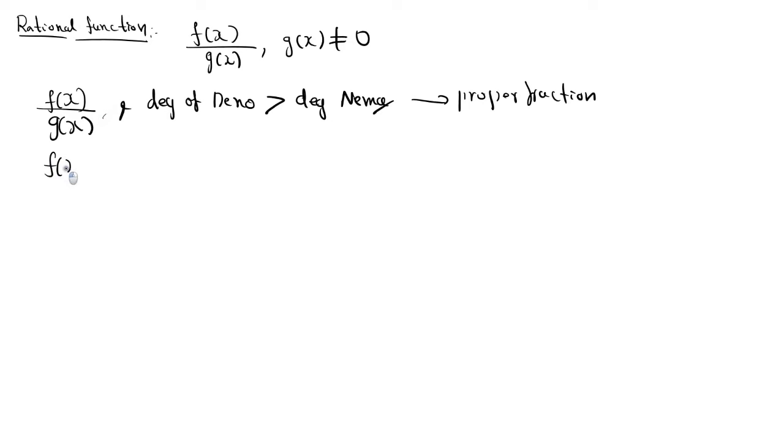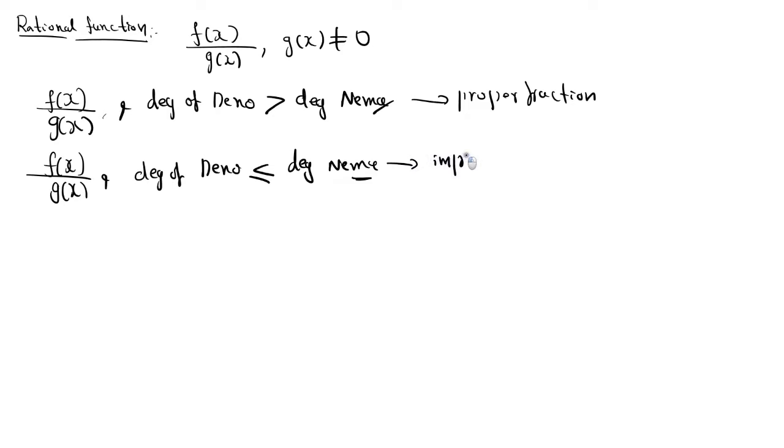Suppose f of x divided by g of x, a rational function, is given, where the degree of the denominator is less than or equal to the degree of the numerator. That means the degree of the denominator is less than the degree of the numerator, or it is equal to it, then we call it an improper fraction. So in this case we can't apply partial fractions directly. Whenever an improper fraction is given, first you need to convert it into a proper fraction, then you can apply the partial fraction method.